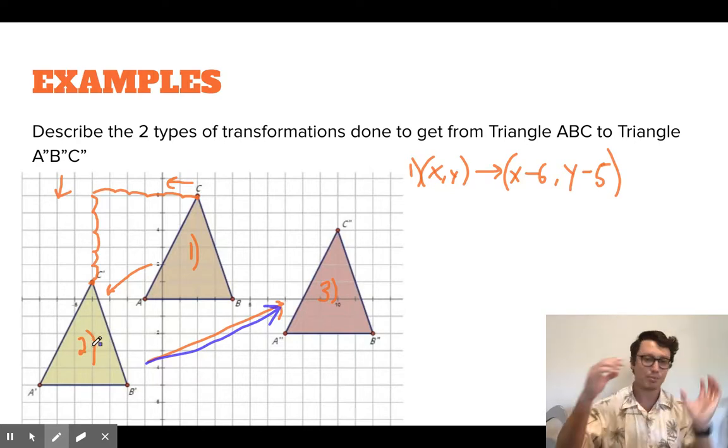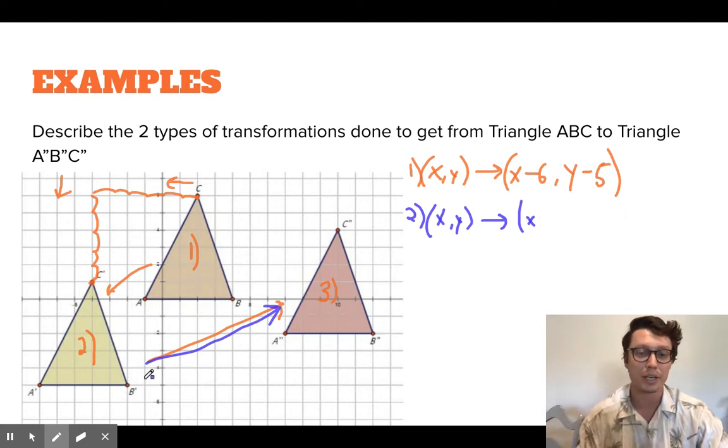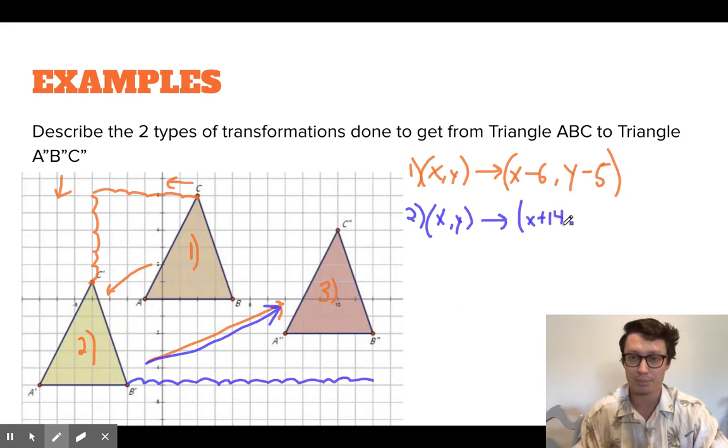Now we need to think, how are we getting from triangle 2 to triangle 3? Once again, we're not spinning, we're not flipping. It's another translation. So translation on translation. We need to write the rule though. XY is going to change to X. Let's figure it out. Now let's go from B prime to B double prime. Remember, you need to use the same letter. We're for sure going to the right, so it's going to be plus. Let's find out how much. Plus 1, 2, 3, 4, 5, 6, 7, 8, 9, 10, 11, 12, 13, 14. X plus 14. That was a big translation.